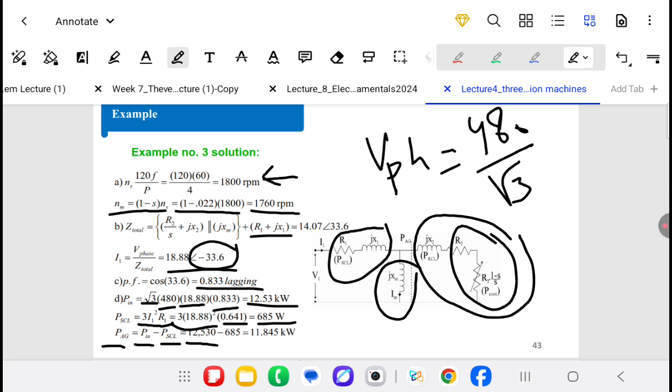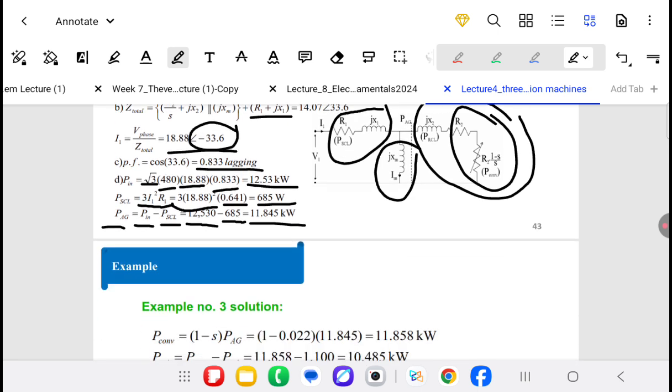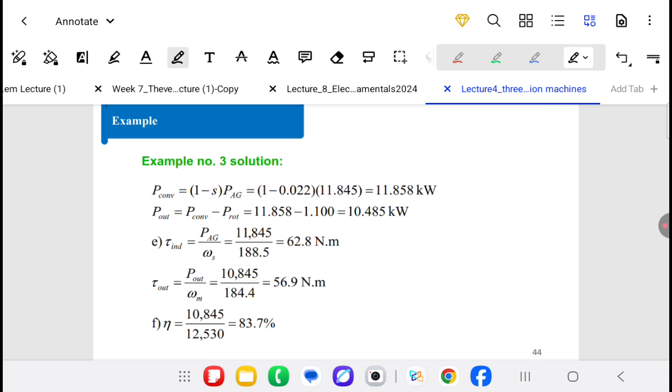For the air gap power, we subtract P input minus stator copper losses, 12,530 minus 685 equals 11,845 watts or 11.845 kilowatts. To get the power converted by the ratios, we have P converted equals 1 minus S times the P air gap, 1 minus 0.022 times 11.845 kilowatts. We got P converted equals 11.858 kilowatts.